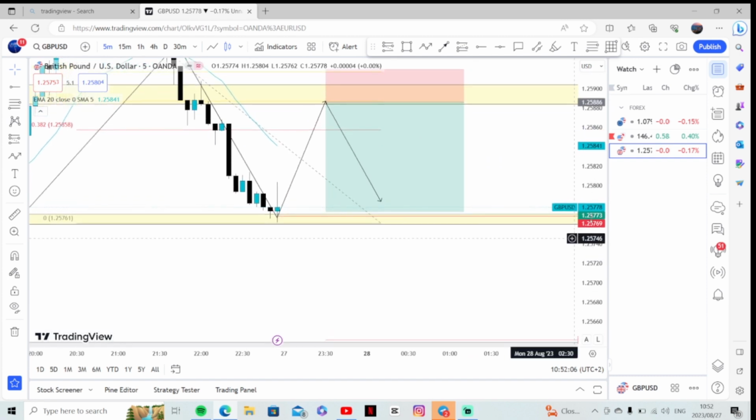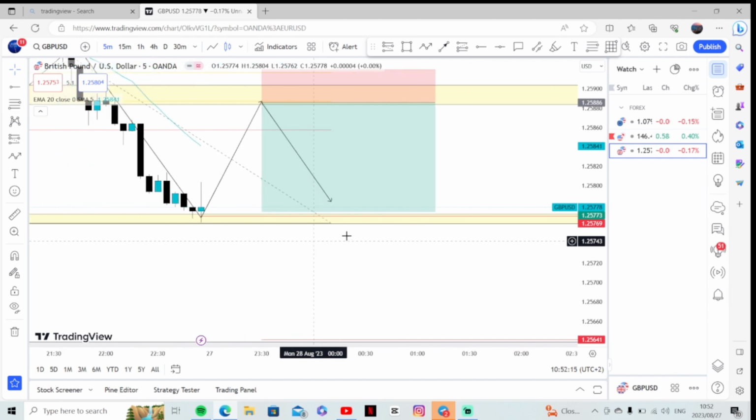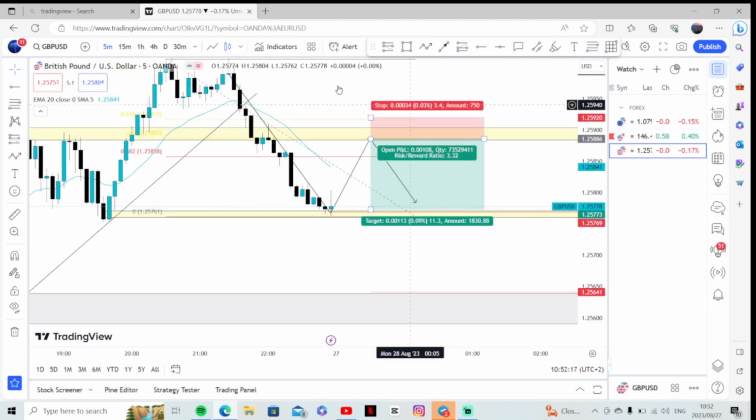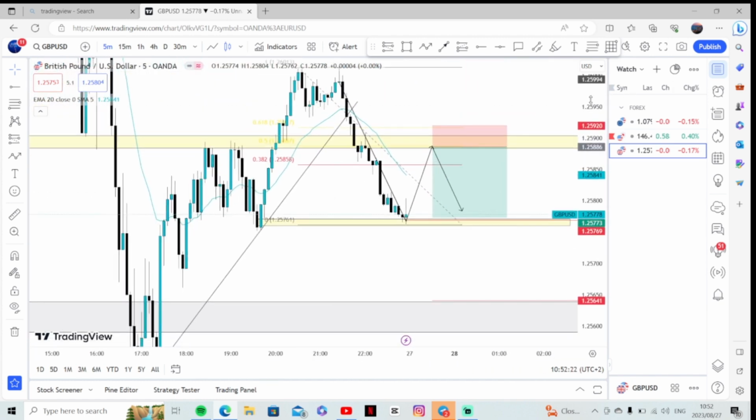On the USDJPY, I'll be waiting for price to develop. I'll be waiting for price to develop, and that's what I see on the USDJPY and the GBPJPY.